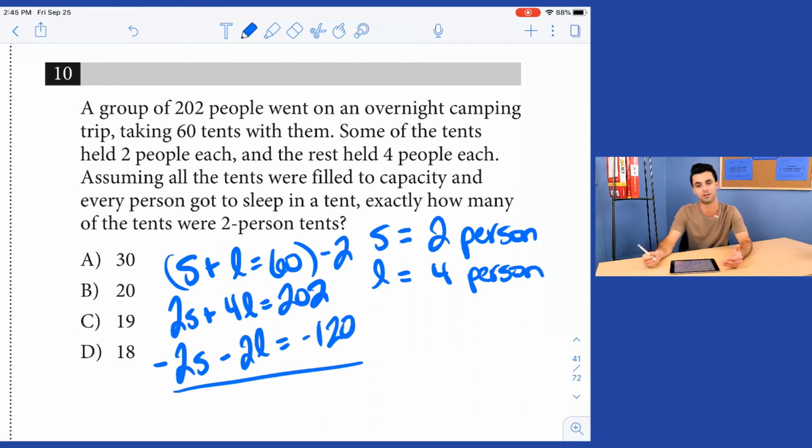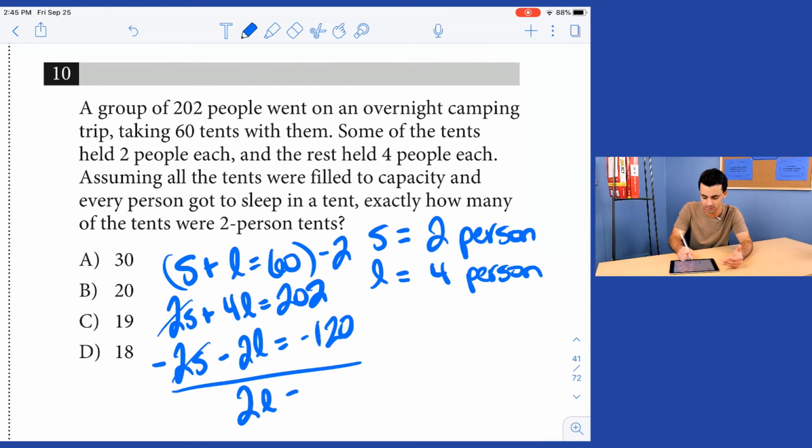And now I just have to combine my 2 equations. And combining 2S and -2S, they cancel. 4L and -2L comes to 2L, and that'll equal 82. So now I can solve for L, and L is simply 41.